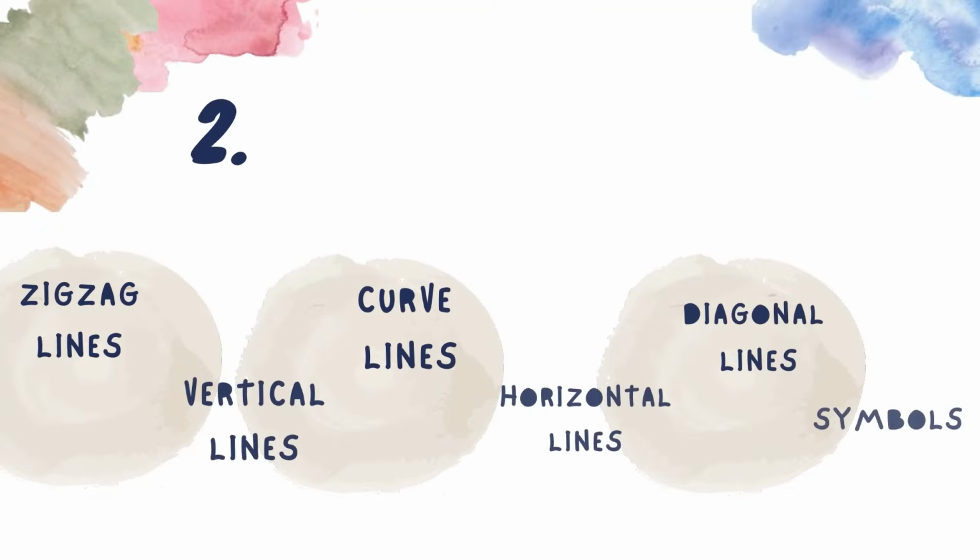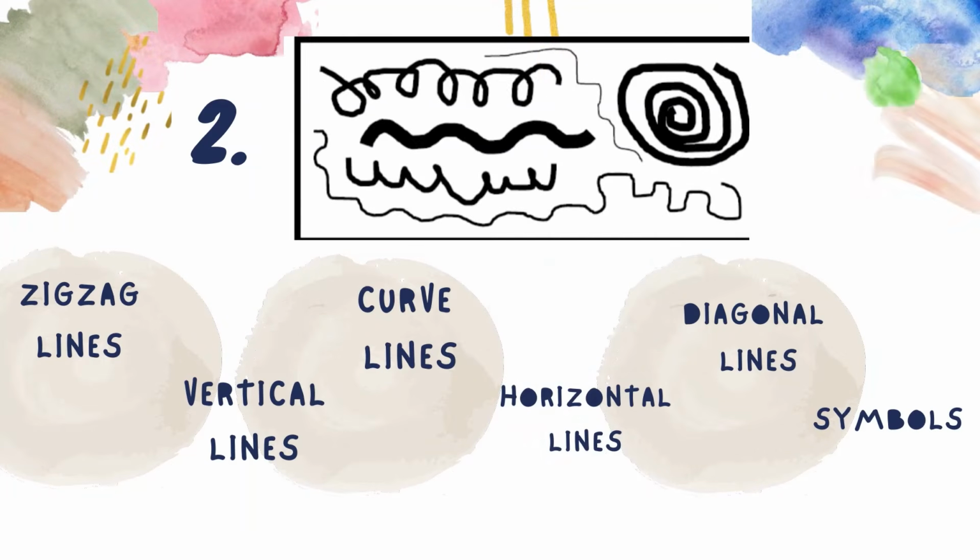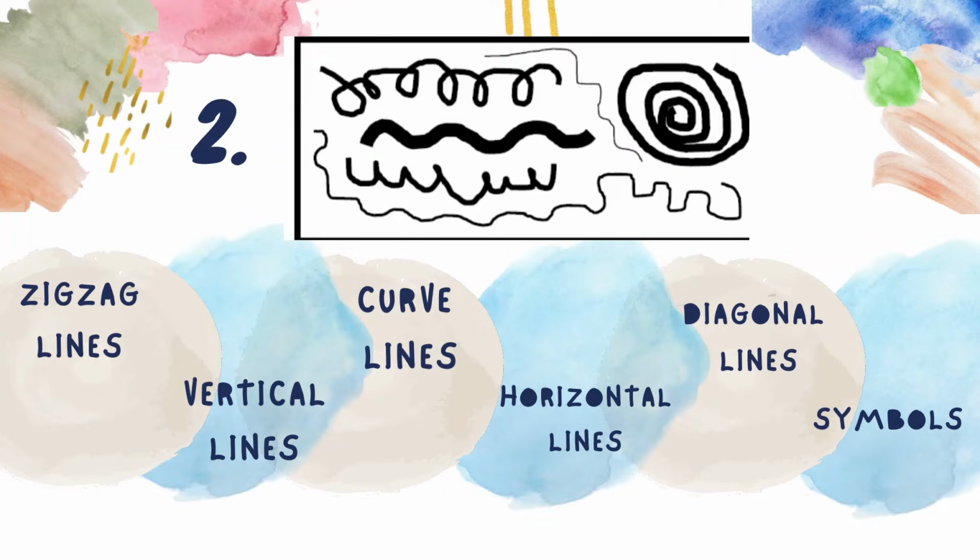Number 2, what lines are these? Are they zigzag lines, vertical lines, curved lines, horizontal lines, diagonal lines, or symbols? Write your answer on your answer sheet.